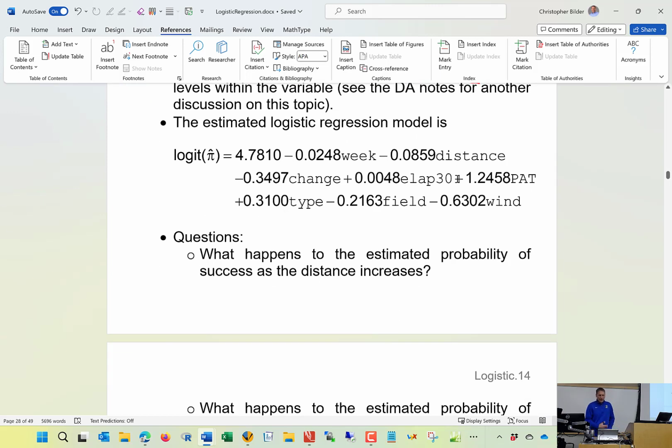Okay, so this is what our estimated logistic regression model is. A simple question that I could ask on a test is, okay, go estimate the model, state it. And this is what you need to do. Again, you do need to put that hat there. So given this model, what happens to the estimated probability of success as the distance increases? Does the estimated probability of success go down, or does it go up?